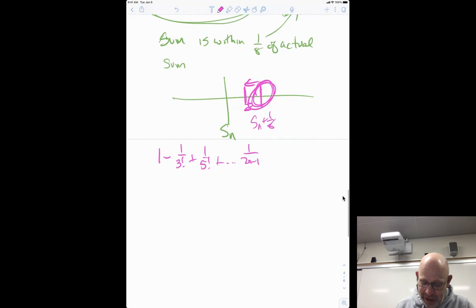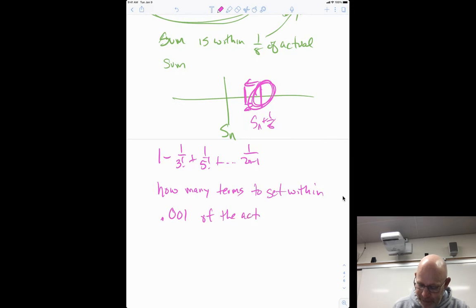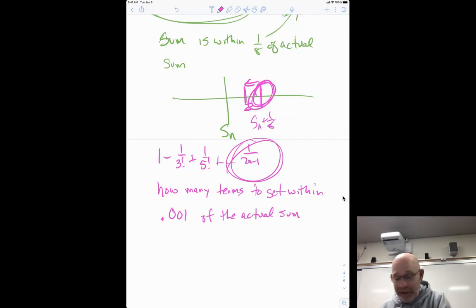The other thing we might ask is how many terms to get within 0.001 of the actual sum. So what you do is you just start finding points. I'm going to take out my calculator right now. I'm going to go 1 divided by, let's just say n. I'm just going to guess and check right now. Whoops, that's a factorial. Yeah, I'm going to guess and check because it's a hard problem to solve.